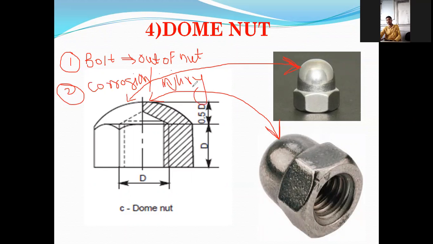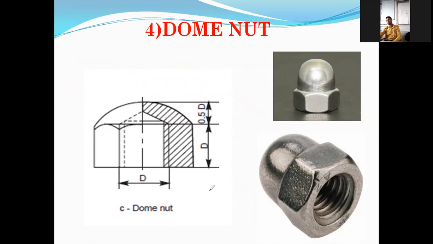If the bolt end comes out, suppose this particular assembly is running, it may happen that there will be some injury to the operator. To avoid that injury, this is used. And corrosion, you better know, in chemistry you have studied. So that is the purpose of the dome nut.